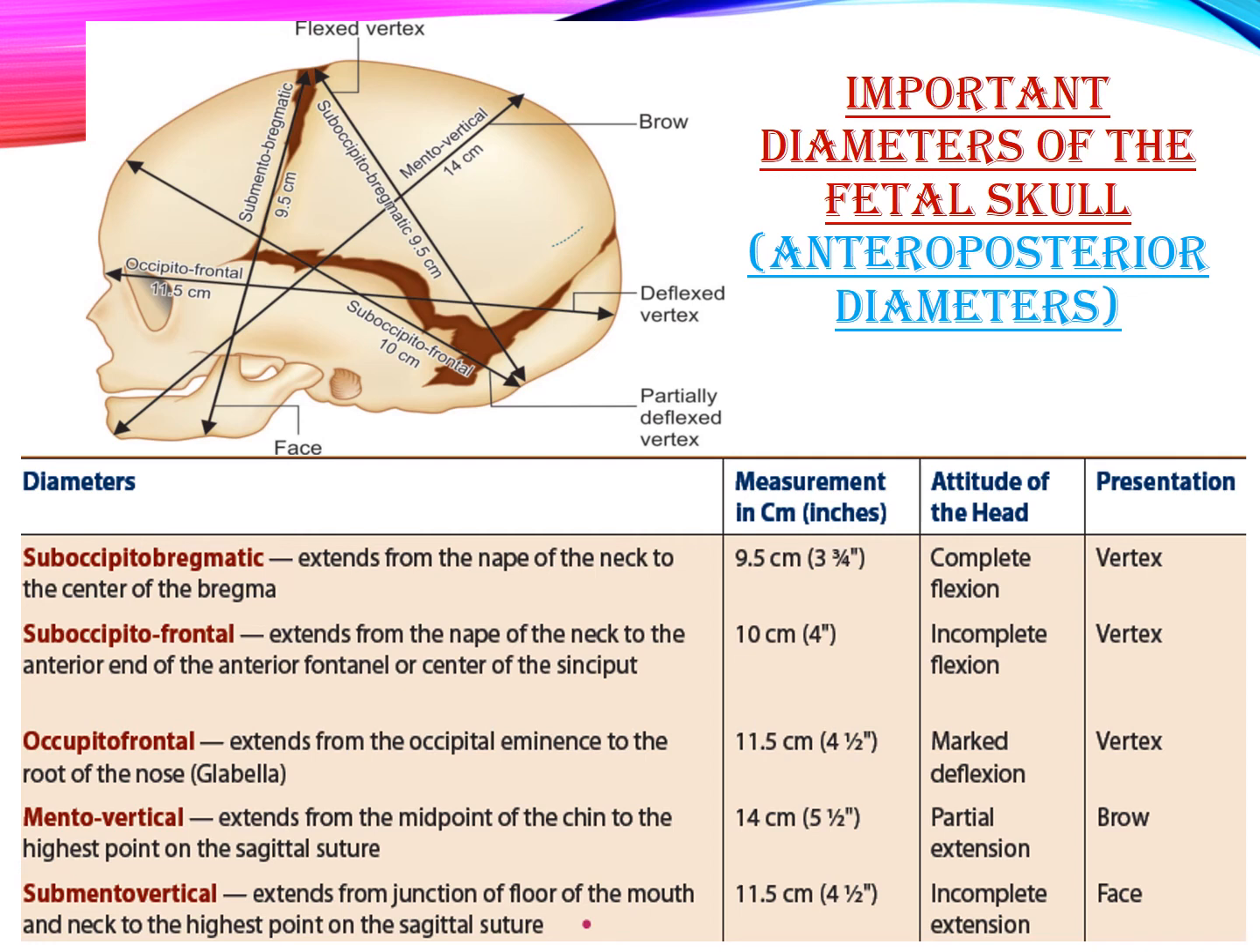The mentovertical diameter, which is the longest diameter, measuring 14 centimeters, extends from the midpoint of the chin to the highest point on the sagittal suture, and has an attitude of partial extension with a brow presentation. The submentovertical diameter, measuring 11.5 centimeters, extends from the junction of the floor of the mouth and the neck to the highest point on the sagittal suture, and has an attitude of incomplete extension with the face presentation. These are the important anterior-posterior diameters of the fetal skull.